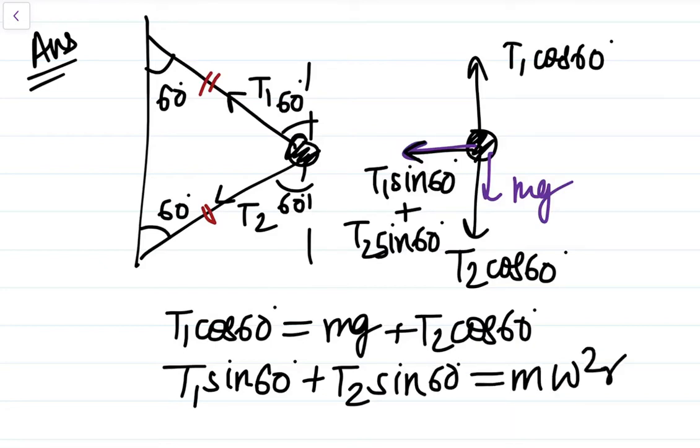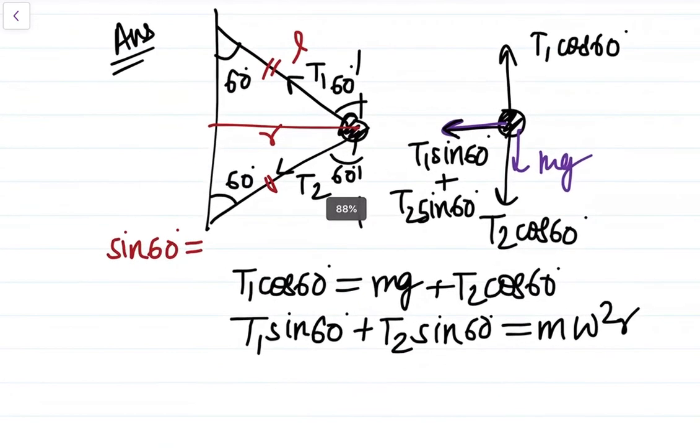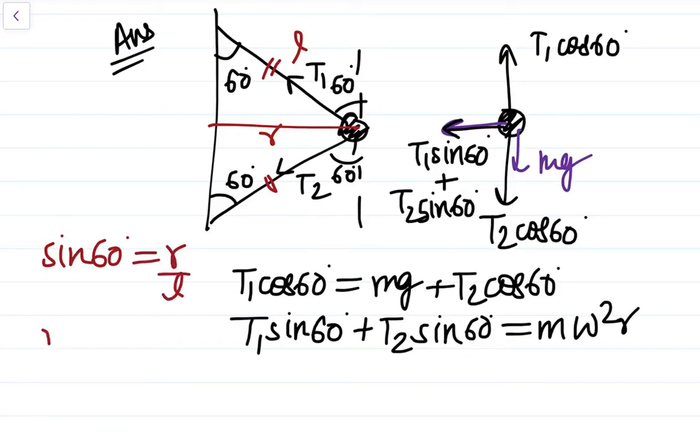Okay, so now the question is, what will we take as the radius r? So we can draw here a radius r, and this is length L. So again we can write sin 60 is equal to r by L. Wait, I will just write it here. Sin 60 is equal to r by L. So r will be how much? L sin 60.